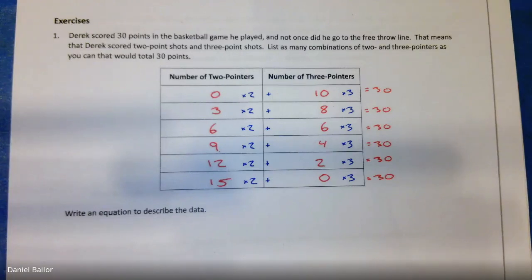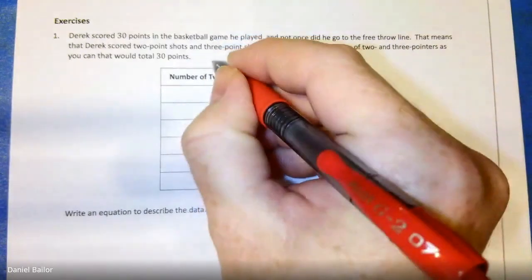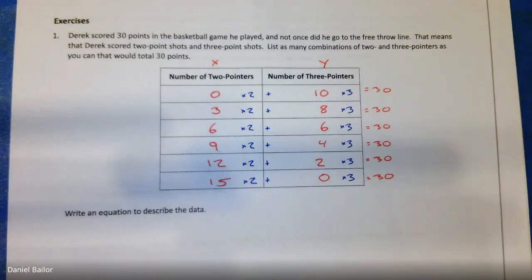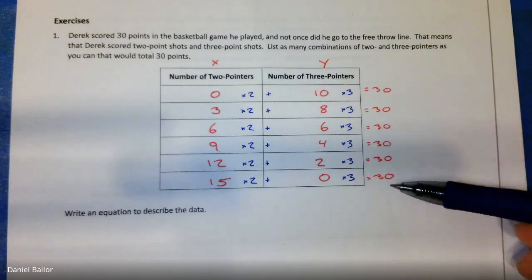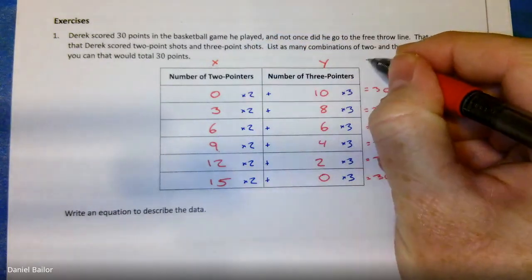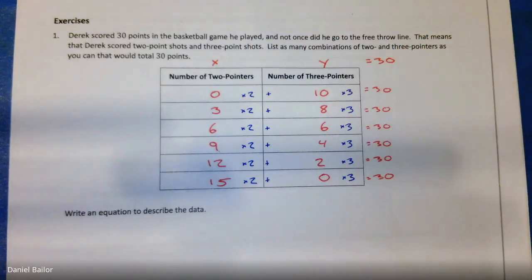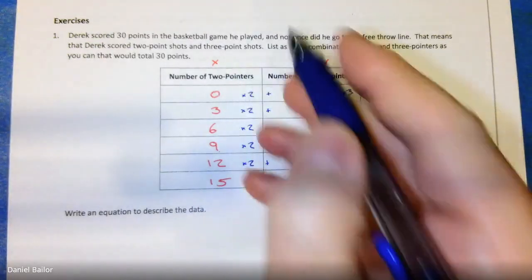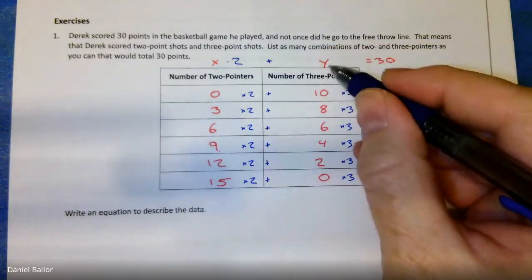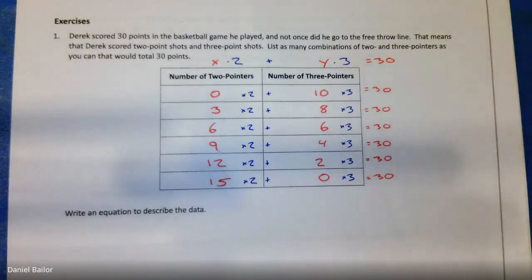Now we're supposed to write an equation for this. Well, to write an equation for this, we need variables. So I'm going to call the number of 2-pointers x and the number of 3-pointers y. So what did we do to work on this equation? Well, if you look at this, how did we make 30s? What did we do to x and y to make 30? Well, if you look, we did x times 2 plus y times 3 to make 30.